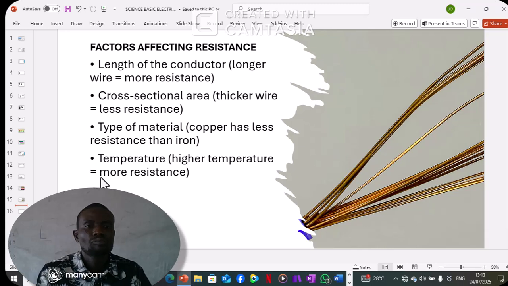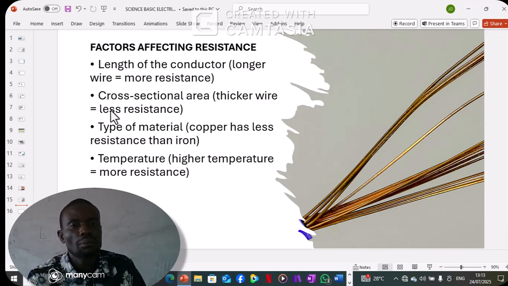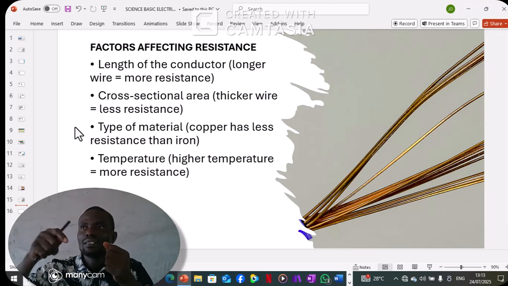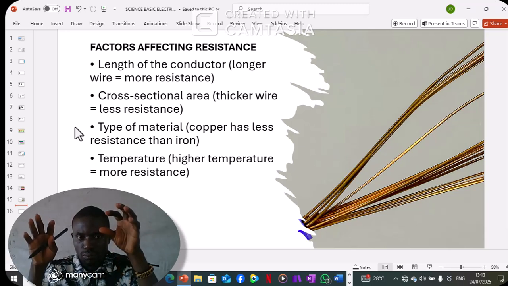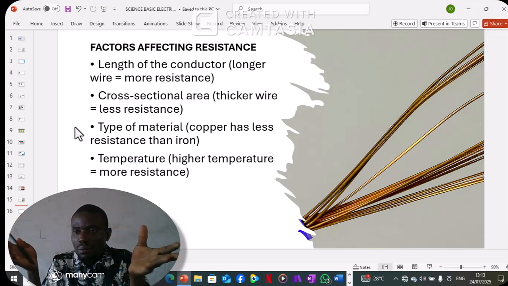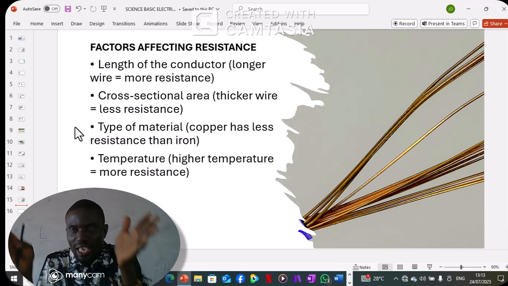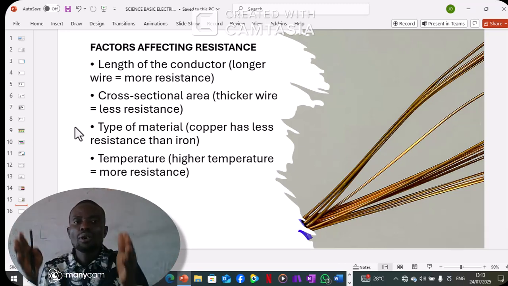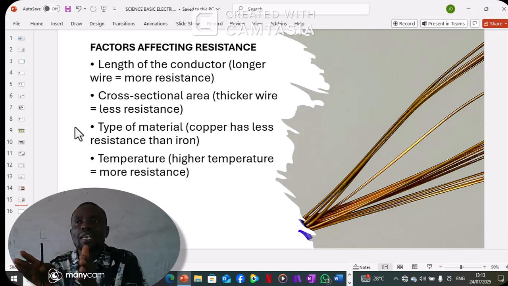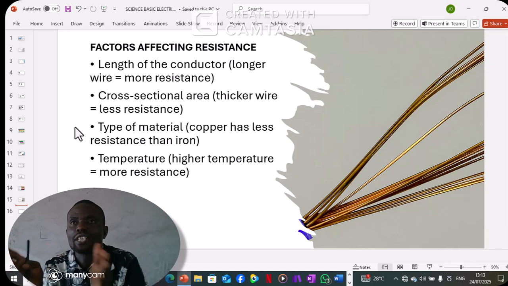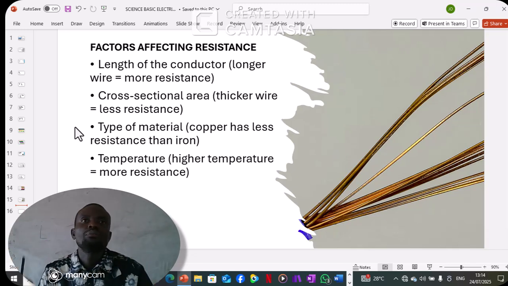Number two is cross-sectional area. A thicker wire has less resistance. If the wire is thick, the resistance will be reduced because the cross-sectional area is big, so it can accommodate more charges to flow. But if the wire is tiny, it will cut. The resistance will be high because by the time more charges want to flow through, it will melt because the resistance is high.